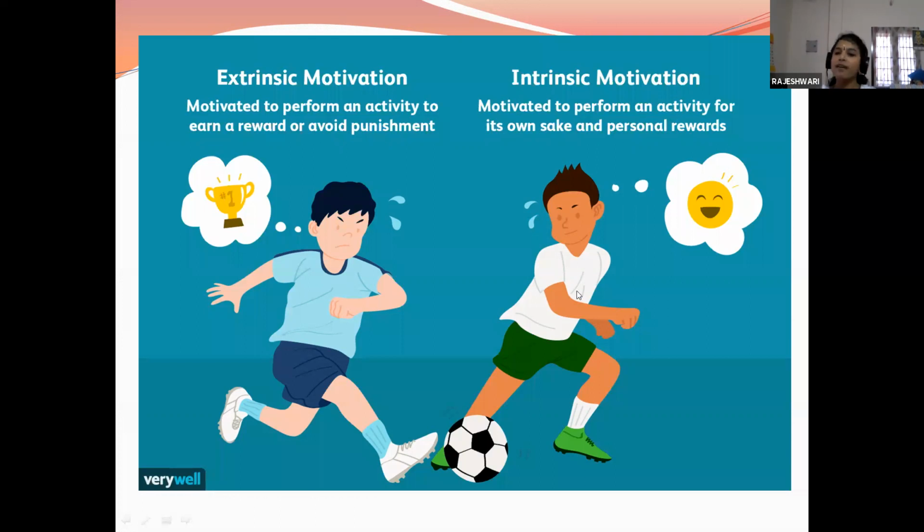That means he is very much interested in sports. He is very much interested in this football game, and he is playing and enjoying it. He has self-satisfaction as well as self-happiness. Even though he is not winning that game, he is getting some rewards in its own way. So that is intrinsic motivation.